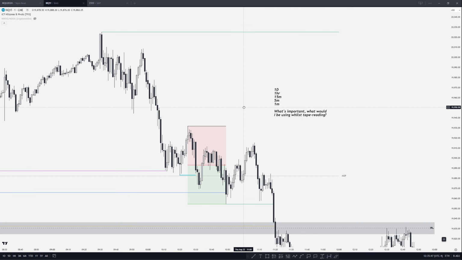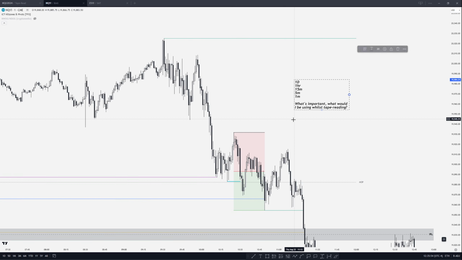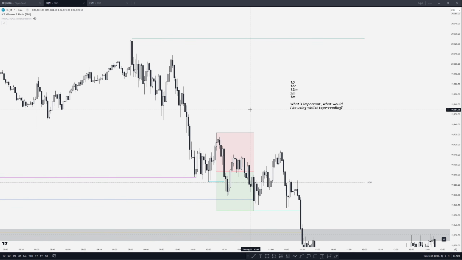So on the 1-minute chart, I'm not going to be marking out things like mitigation blocks all that often, or things like volume imbalances, because for me, when I'm tape reading, I'm not looking at those kinds of things. I'm looking at premium or discount. I'm looking at order blocks. I'm looking at breakers. I'm looking at fair value gaps. I'm looking at internal range turtle soups.